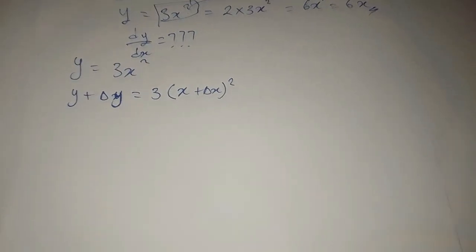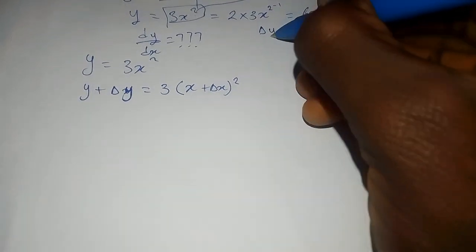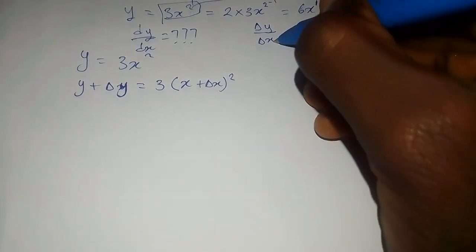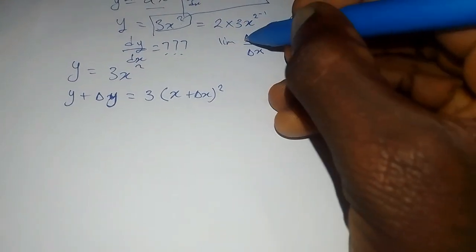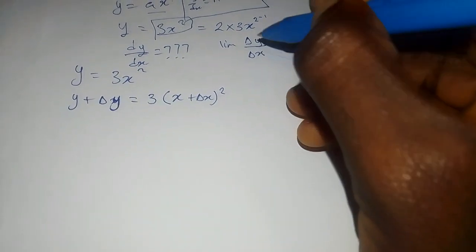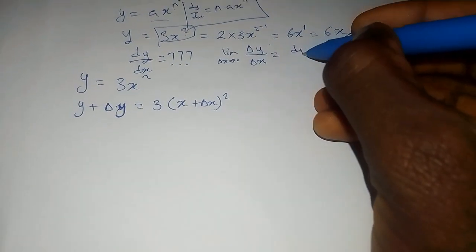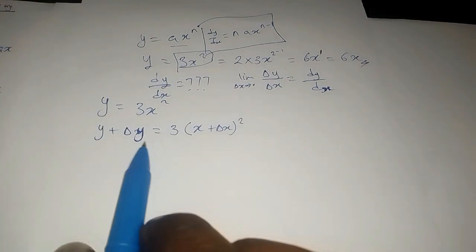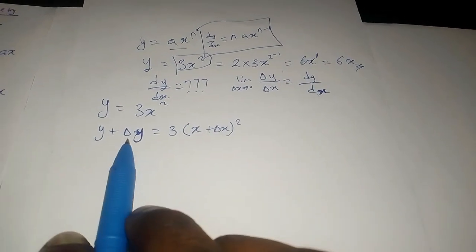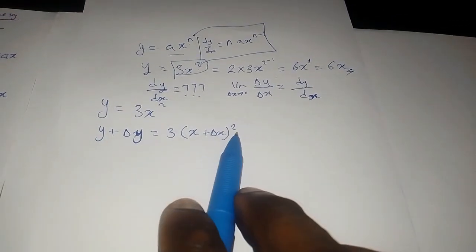Now from here, what can I say? I can continue from here. My aim is to find delta y over delta x, and remember, when I take the limit of delta y over delta x as delta x approaches 0, this becomes dy/dx. So my aim here is to find delta y divided by delta x. So I can take this y to the other side.